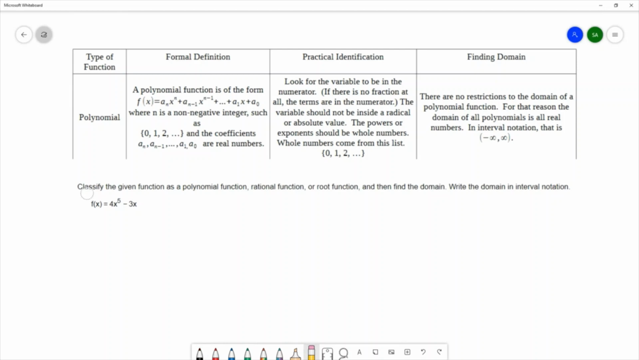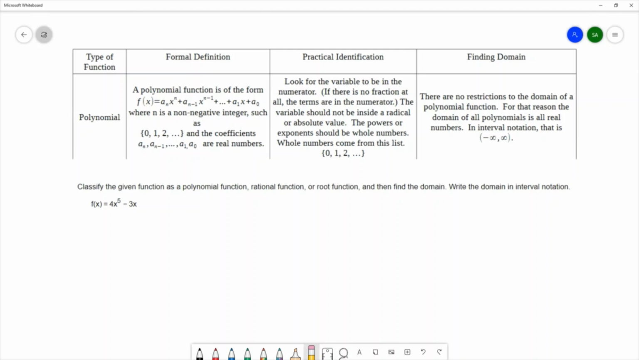This question says, classify the given function as a polynomial function, a rational function, or a root function, and then find the domain. Write the domain in interval notation. Our function is f of x equals 4x to the 5th minus 3x, which is a polynomial function.